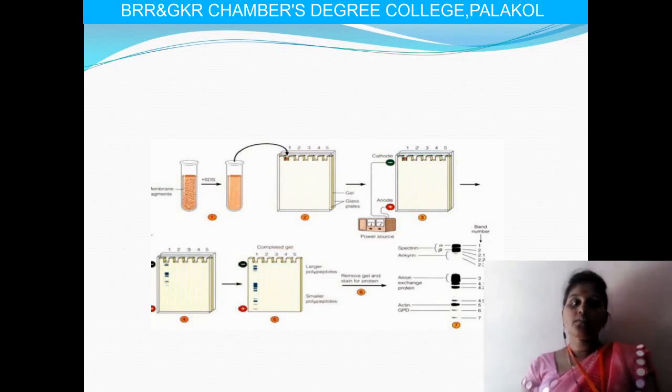So this is the process of SDS-PAGE. First we add some of the colors, such as bromophenol blue. When the bromophenol blue comes to the bottom of the reservoir, we can stop it, and we separate the proteins which were given as the sample or identification sample.